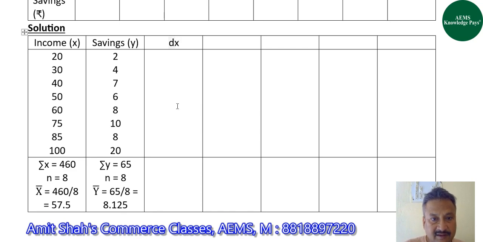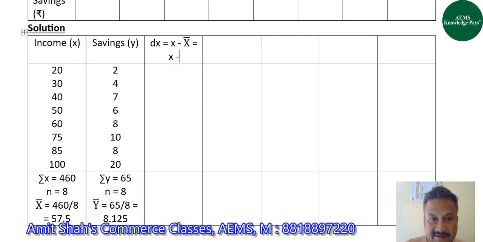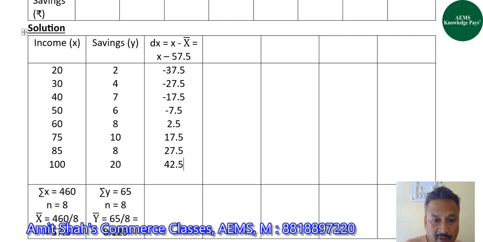Now dx, that is the deviation of each x from its mean, that is x minus x bar, where the mean is 57.5. So 20 minus 57.5 is minus 37.5. Then 30 minus 57.5 means minus 27.5. Then minus 17.5. Then minus 7.5. Then 60 minus 57.5 is 2.5. Then 17.5, then 27.5, and then 42.5.